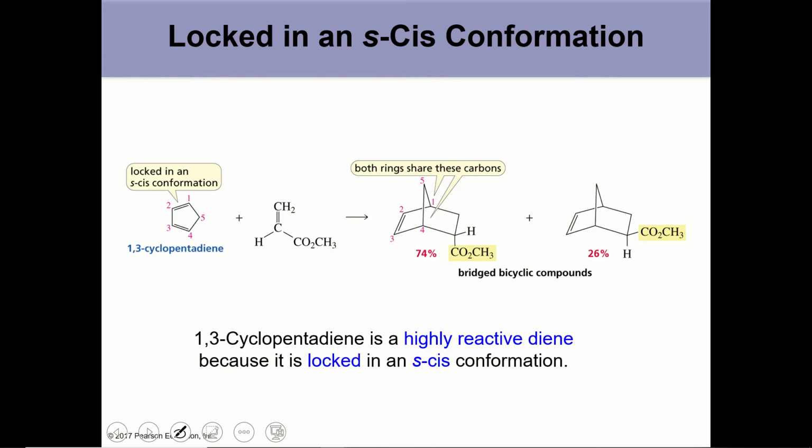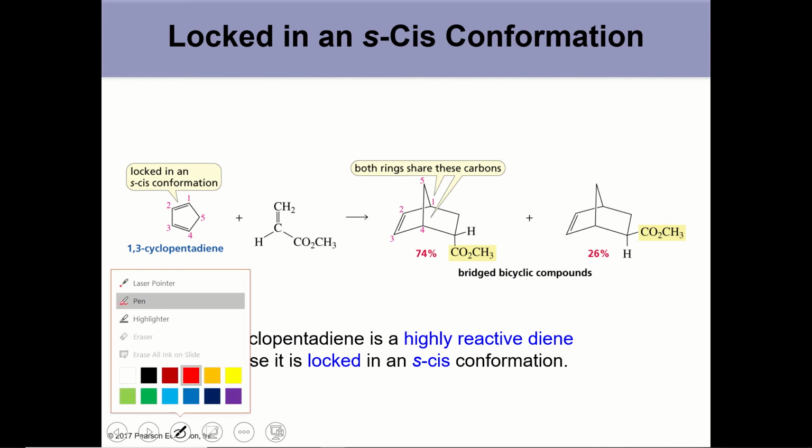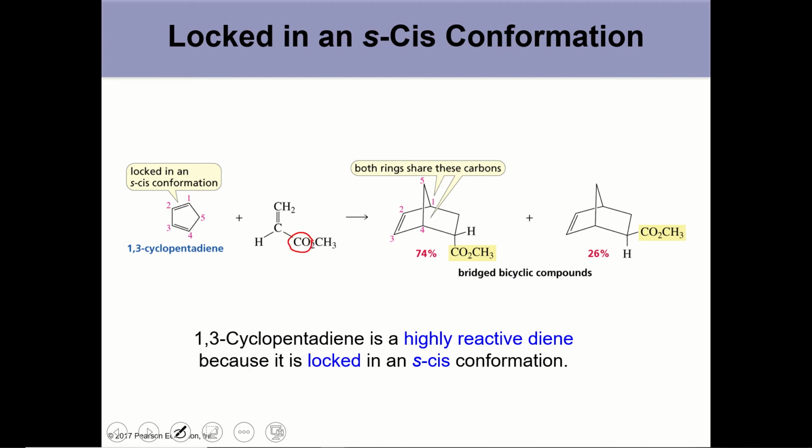Okay, most of our dienes in rings are locked in the s-cis conformation. Ring dienes create very unique looking products, which often can confuse students. So we have a new bond for our diene. This is our electron withdrawing group, EWG. And so we have our more positive carbon over here.